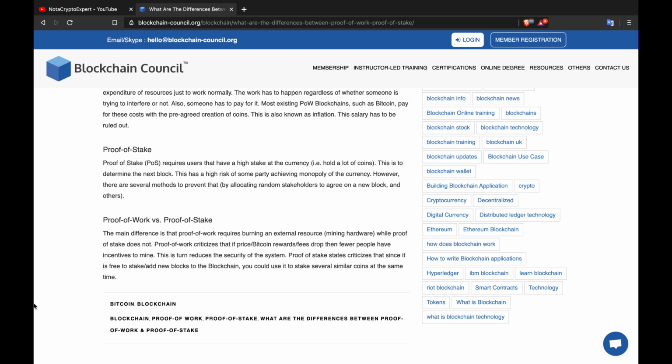Proof of work versus proof of stake. The main difference is that proof of work requires burning an external resource, which is generally mining hardware and electricity, while proof of stake does not. Proof of work is criticized because if the price of Bitcoin and rewards by fees drop, fewer people have incentives to mine. This in turn reduces the security of the system. Proof of stake is criticized because since it is free to stake and add new blocks to the blockchain, you could use it to stake several similar coins at the same time.